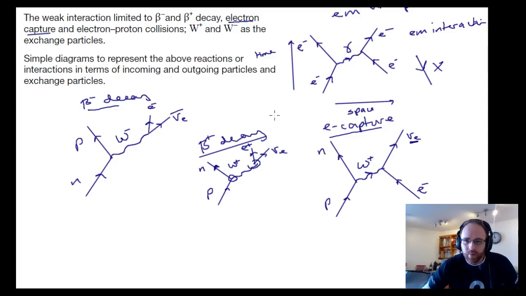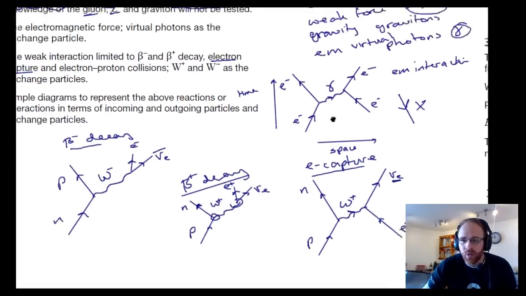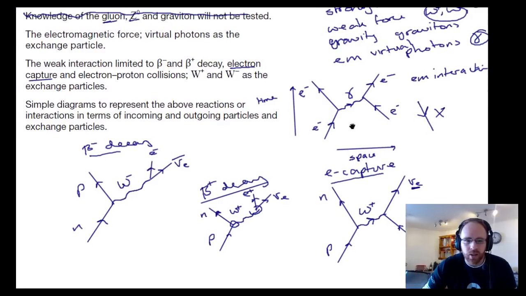And then we have one diagram for electromagnetic interactions.